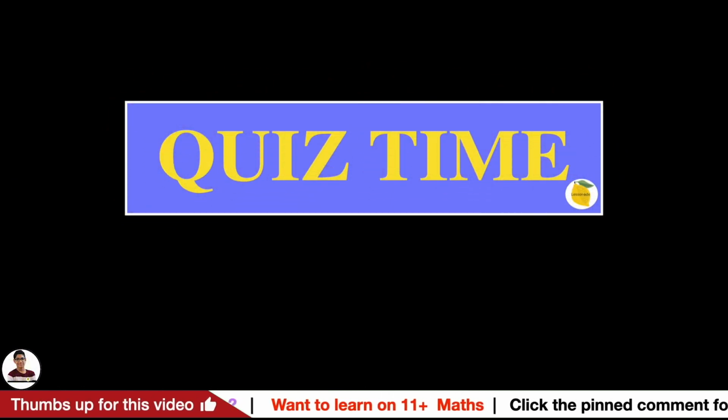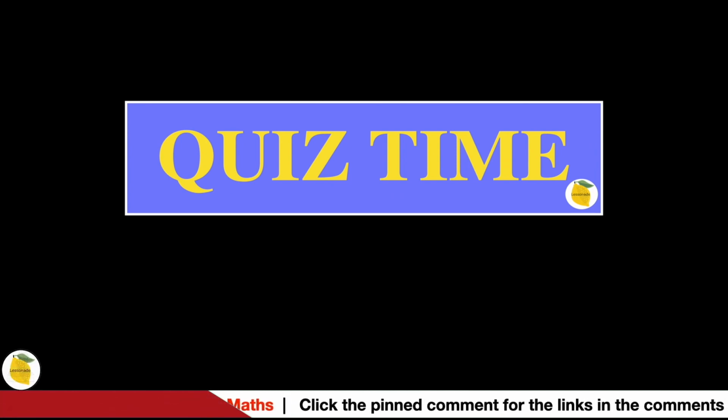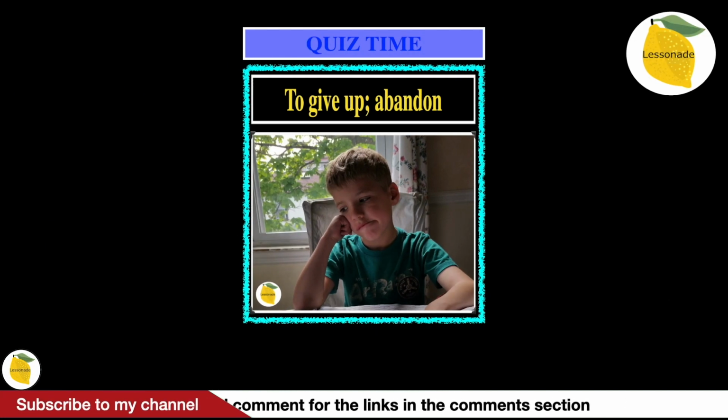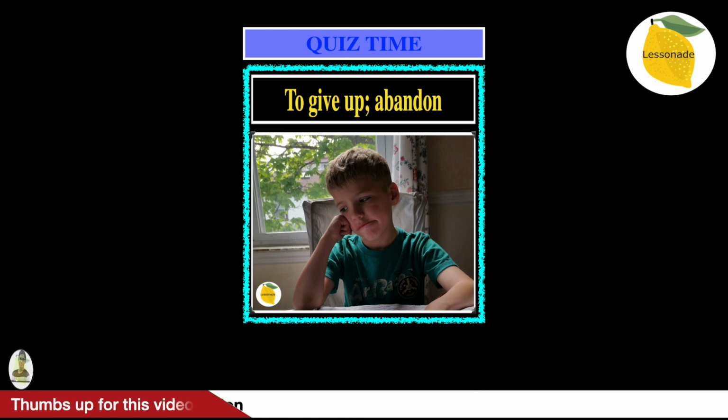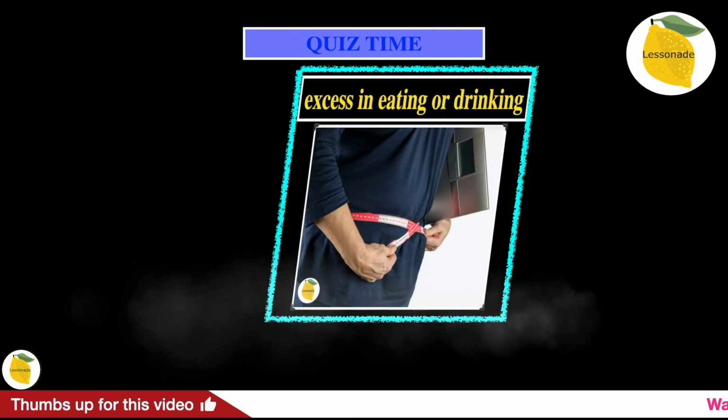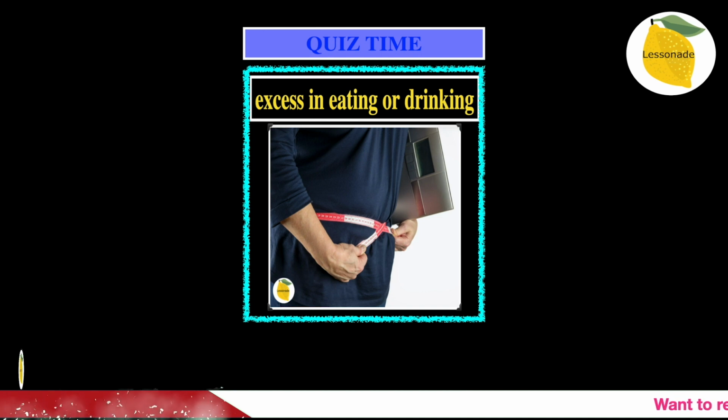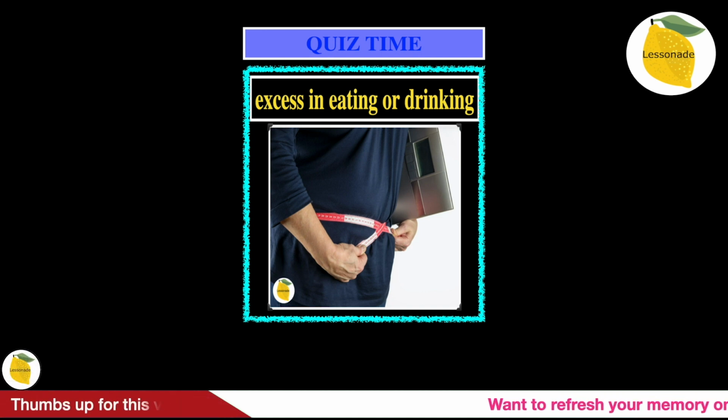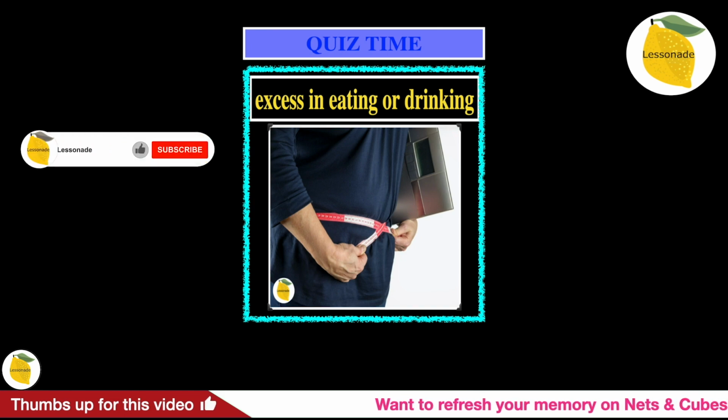Now it's quiz time, and let's see how much we have remembered by attending the quiz. Question number 1 is to give up or abandon. In this picture, we can see a boy who has given up or abandoned. Question number 2 is excess in eating or drinking. In this picture, we can see someone who's been eating too much or drinking too much, and therefore they're measuring themselves using a tape measure.